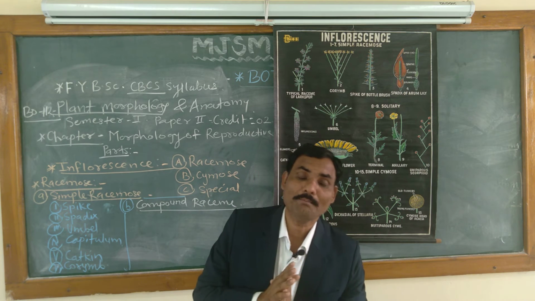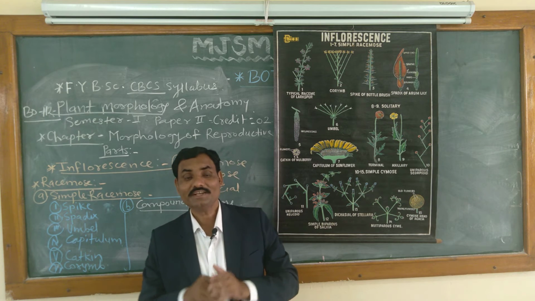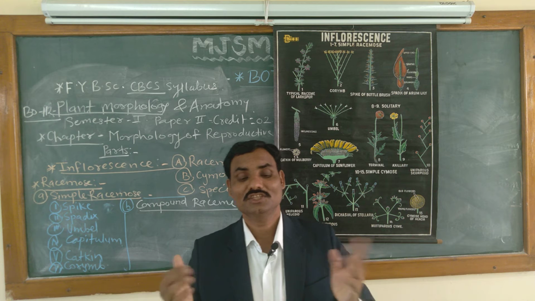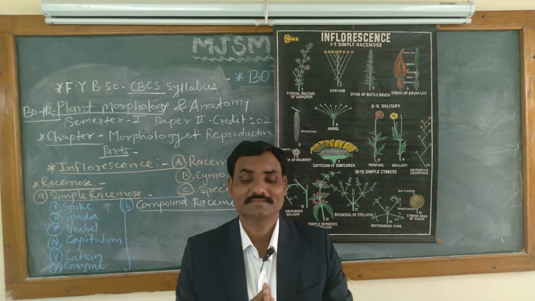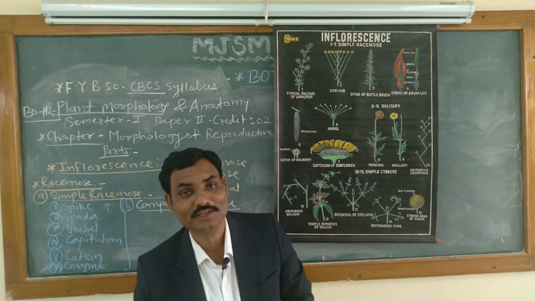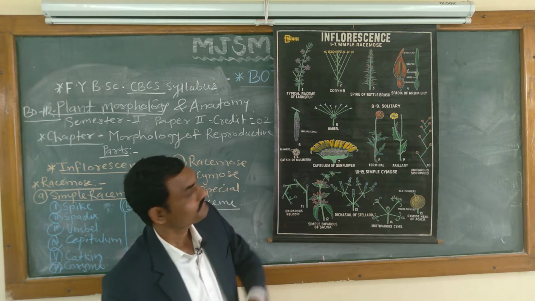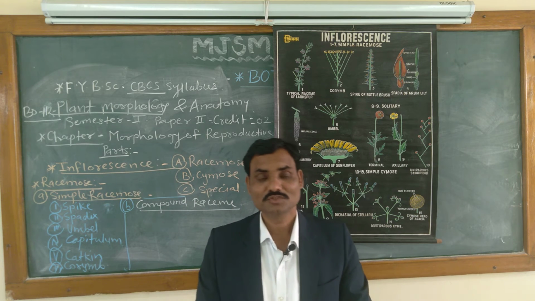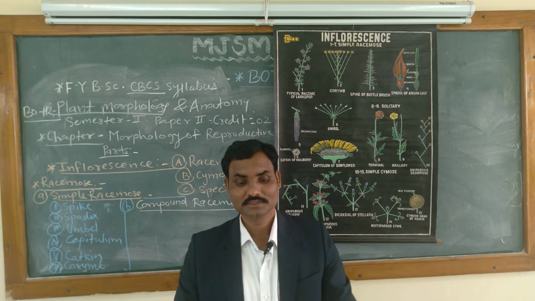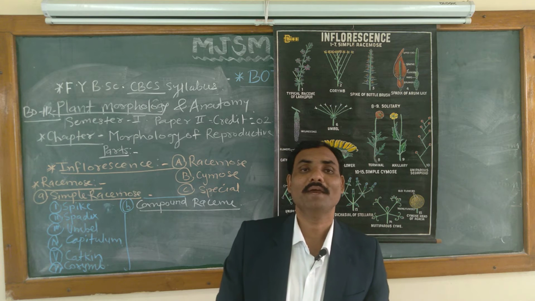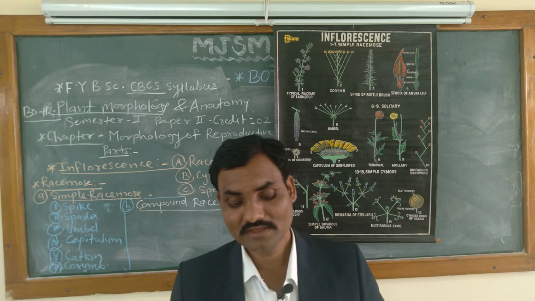Then, on the basis of the nature of the peduncle, whether it is elongated, long, or short, shortened, suppressed, flattened, the racemose inflorescence has the following subtypes. There are different types of racemose inflorescence: raceme, panicle, spike, spadix, catkin, corymb, capitate, and campanulate. In this way, there are different subtypes of racemose inflorescence.